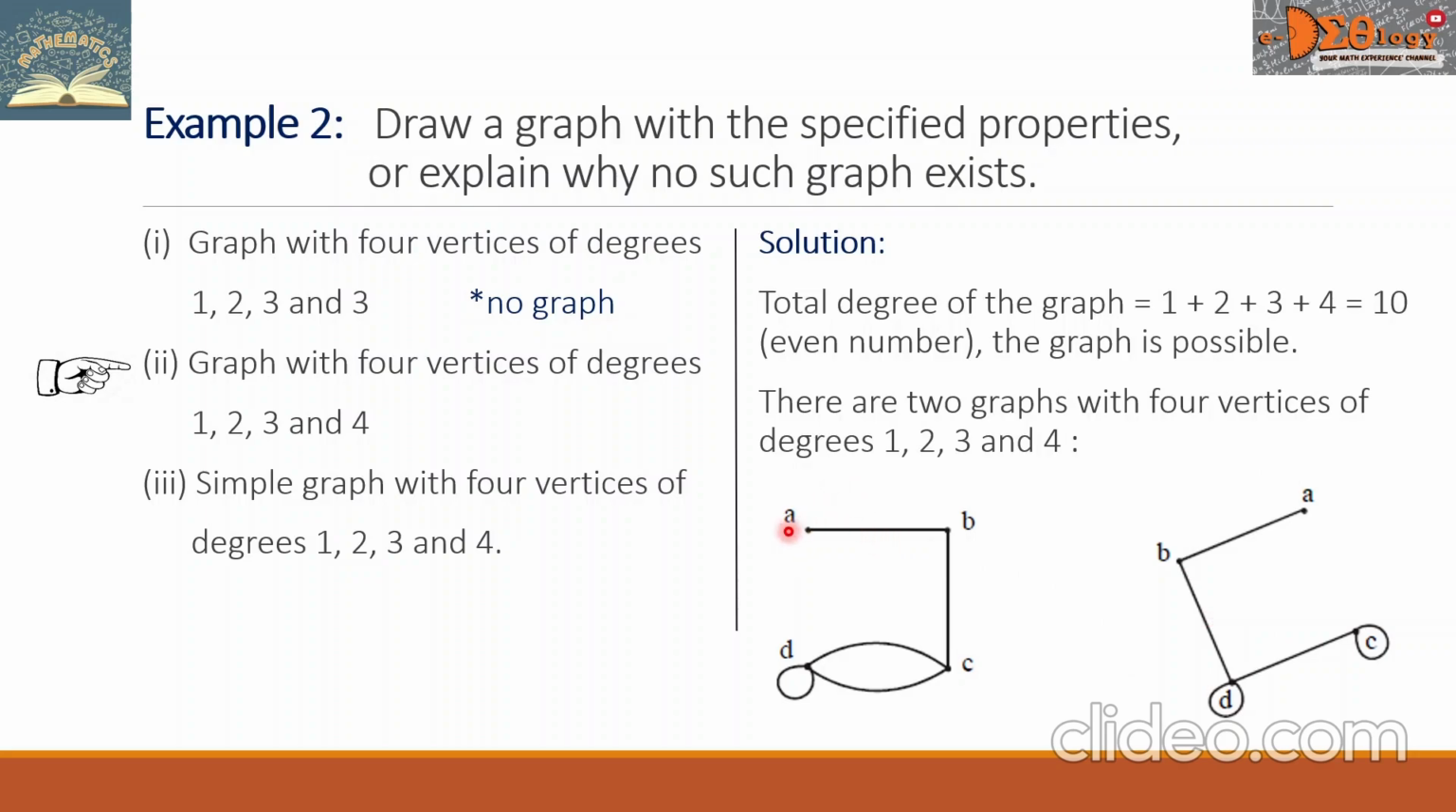We can see that A has 1 degree, B 2 degrees, C 3 degrees, and D 4 degrees. In the second graph, A has 1 degree, B has 2 degrees, C has 3 degrees, and D has 4 degrees. These 2 graphs we will copy in our second scenario.